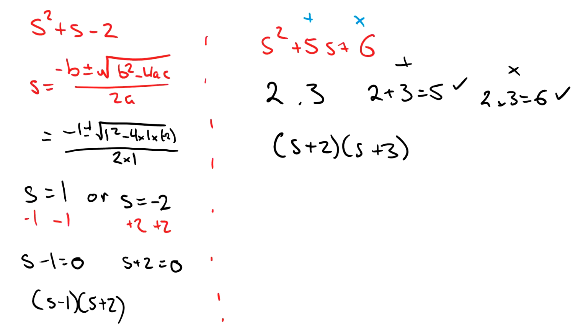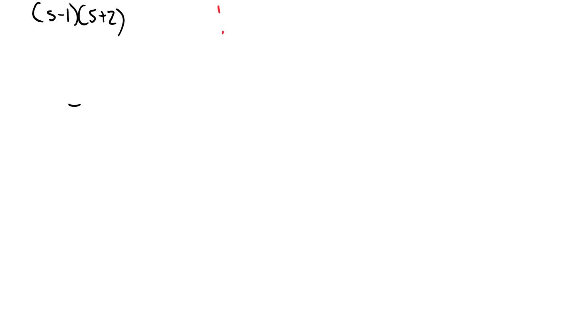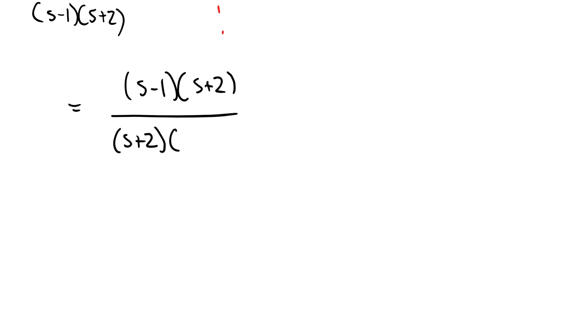So those are two ways. You could do both. I could just do the quadratic formula way, or I could do the product sum way for both. I don't have to do one or the other. So now that I've got that, what I can do is rewrite my fraction. So what I get is s minus 1, s plus 2 on the top, and then on the bottom I get s plus 2, s plus 3. Now I look for my common terms. s plus 2 is common, so they cancel out, and I'm left with s minus 1 over s plus 3.